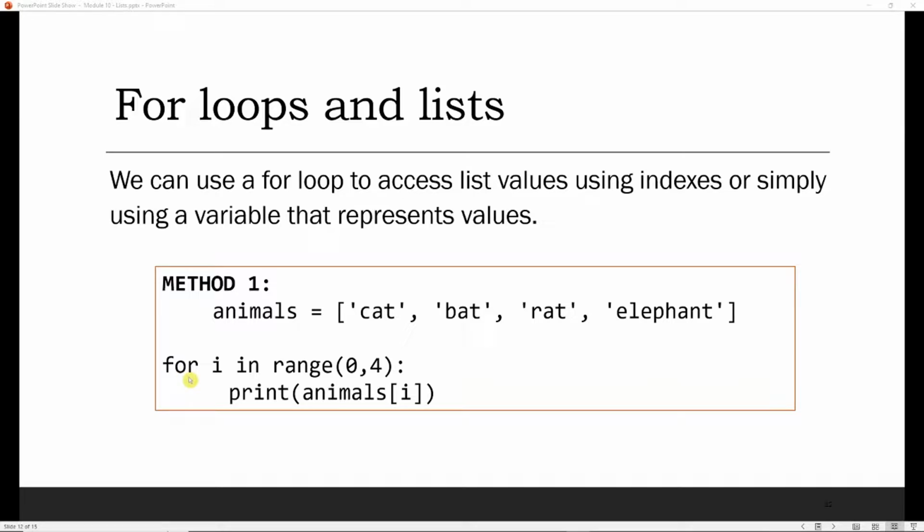With the first method, we have our list and we use the index to traverse the entire list. So for example, for i in range 0 through 4, or we could say 0, comma, the length of animals. We print animals at i, so i will take on the values 0 through 3 in this case, and it will print cat, bat, rat, and elephant to the screen.